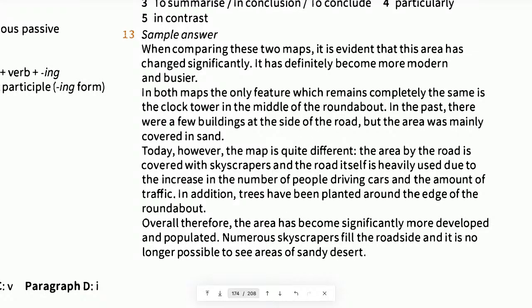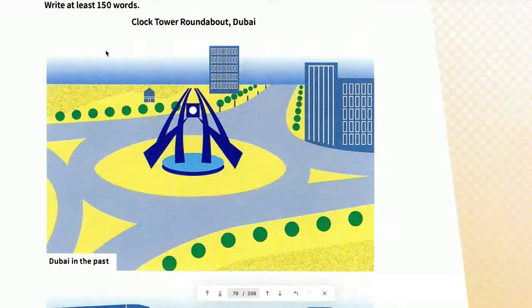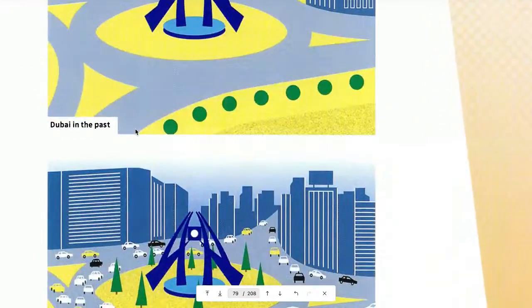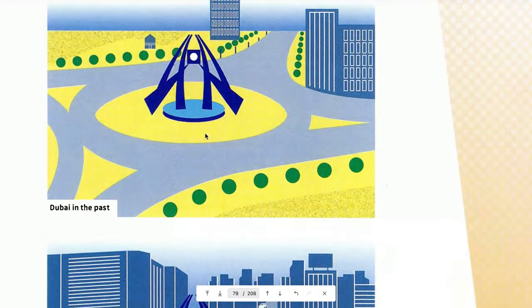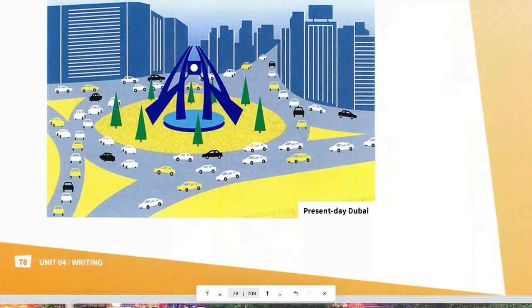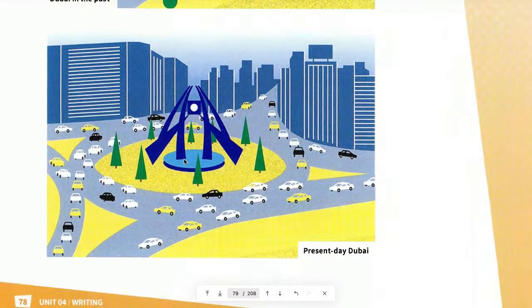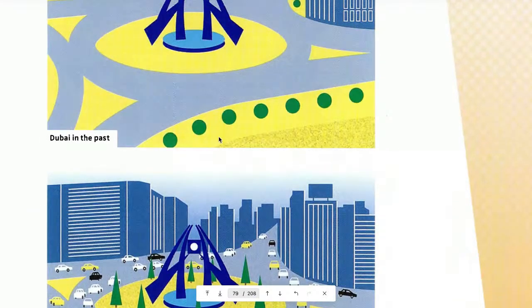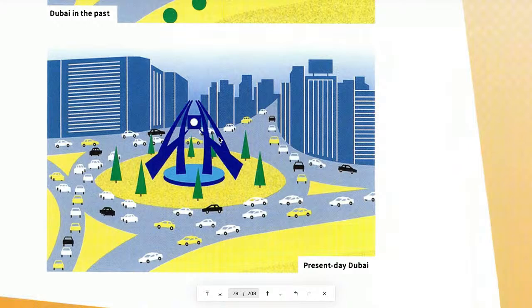Okay, because in the past, here they say that trees have been planted around the edge of the roundabout. When we compare these two maps, in the past map we don't see any trees around the roundabout, right? But in the second map we can see trees. Some trees have been planted there. So we want to describe the change between the present map and the past map. So we use the present perfect tense. Okay.